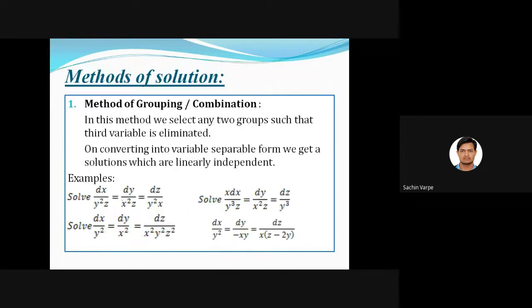Clear? So we have started with the first method of solution of symmetric linear differential equations, that is the method of grouping or combinations. In this method, we select any two groups such that the third variable is eliminated. On converting into variable separable form, we get solutions which are linearly independent. So we have solved, and a few questions I have given as a homework assignment. I hope you have solved and submitted them on the Google Classroom.